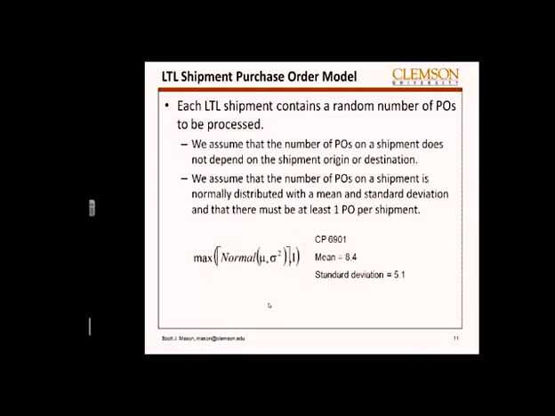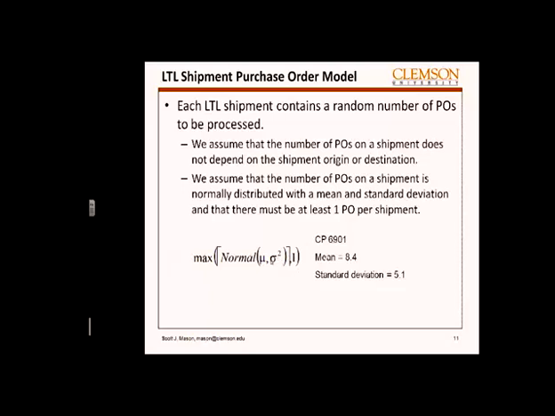So when we look at the purchase orders, the shipment's coming in, and I can tell you where each one comes from. I need to know how many are actually on a typical inbound truck. So again, looking at historical data, we make some assumptions. We assume that the number of purchase orders in a shipment does not depend on the origin or destination. We assume that it's independent of that. And we assume that it's normally distributed, but it's at least 1.